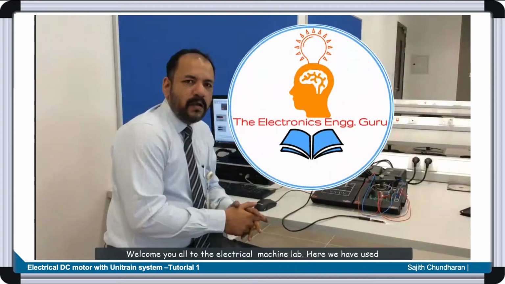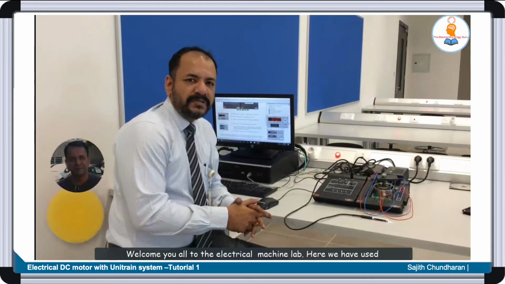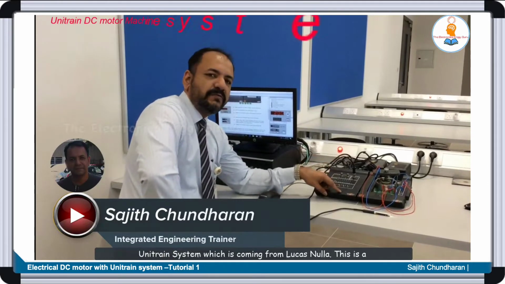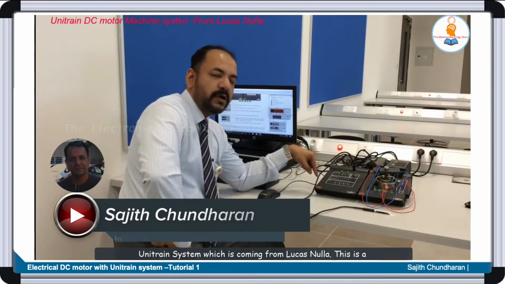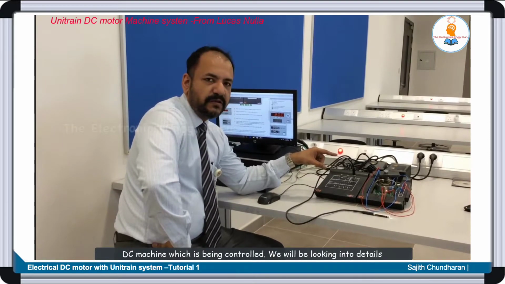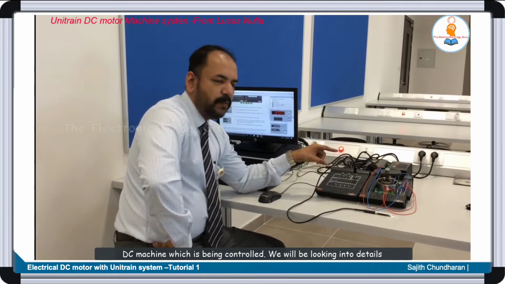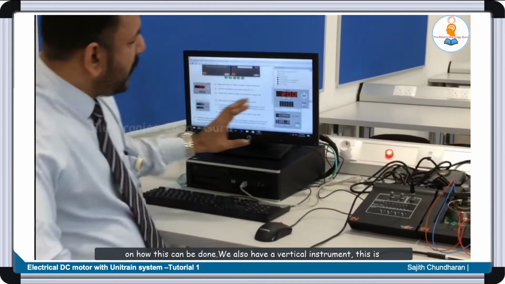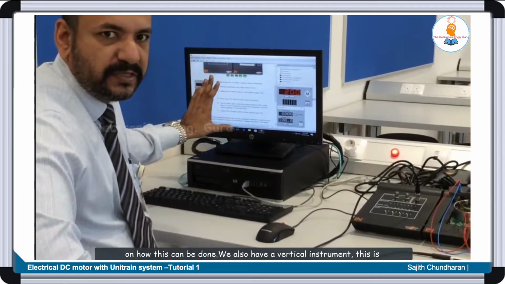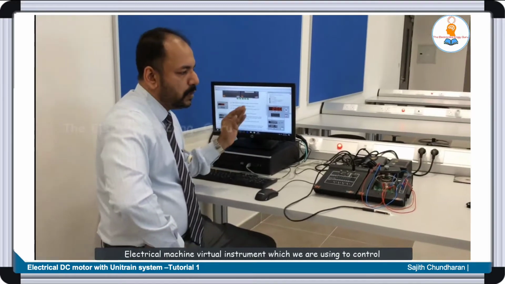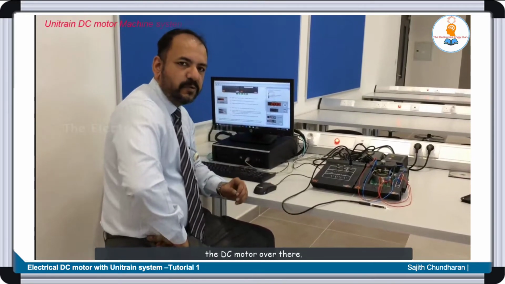Let's begin. Welcome you all to the electrical machine lab. Here we have used Unitrain System, which is coming from Lucas Nülle. This is a DC machine which is being controlled. We will be looking into the details of how this can be done. We also have a virtual instrument. This is the electrical machine virtual instrument which we are using to control the DC motor.